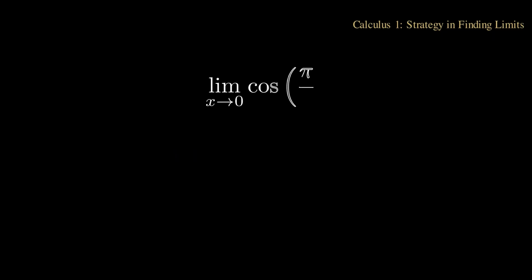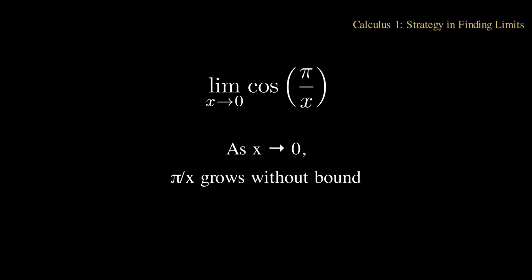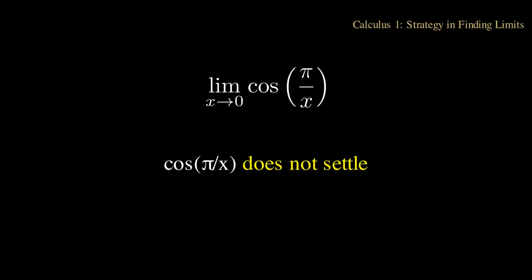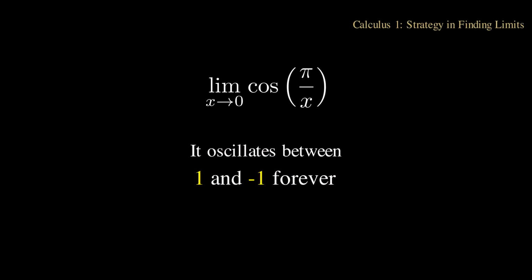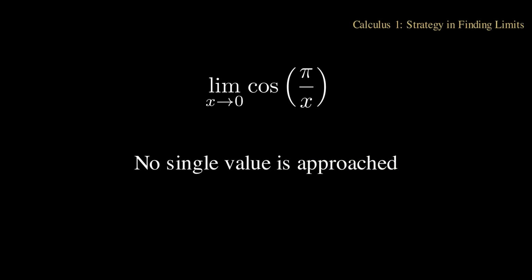The second class, oscillatory nonconvergence. Consider the limit as x approaches 0 of cosine of the fraction pi over x. As x approaches 0, the argument pi over x increases without bound. The cosine of an unbounded argument does not converge. It oscillates between 1 and negative 1 forever. There is no single number that the function approaches. The limit does not exist.